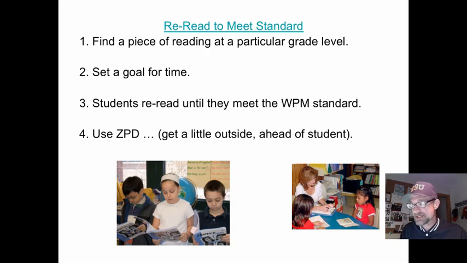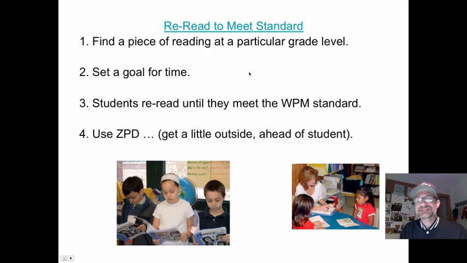So if a child is reading at the 2nd grade level, you find a graded reader at about the 2nd grade level. Whether your child is in 5th grade or in 1st grade, you want to find a piece of reading at grade level. If it is too hard, you're going to frustrate the student. It can be a little on the easy side, so if you're going to make an error, err on the side of easy. Step 2, set a goal for the time, all right?